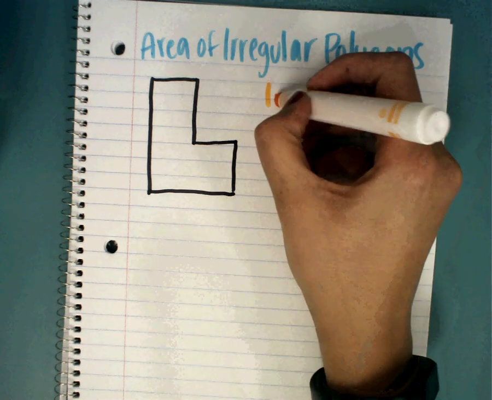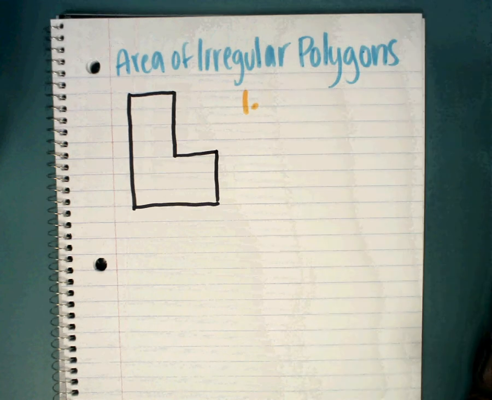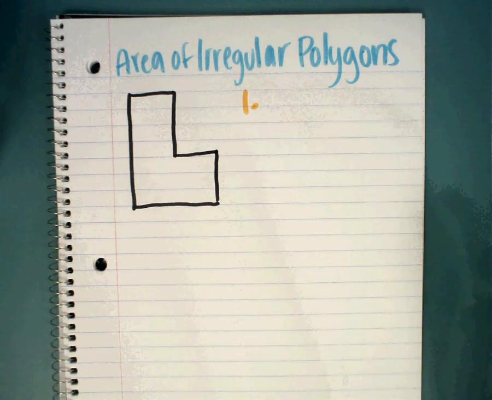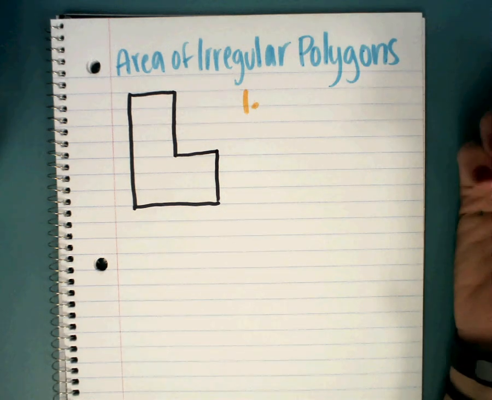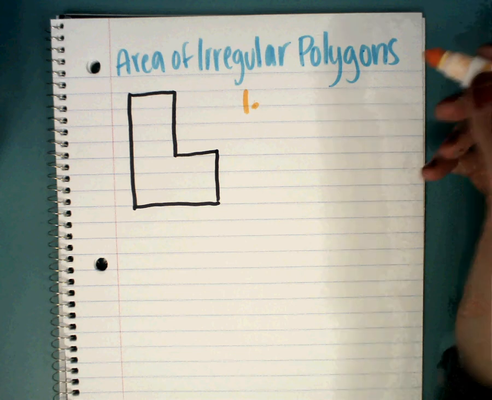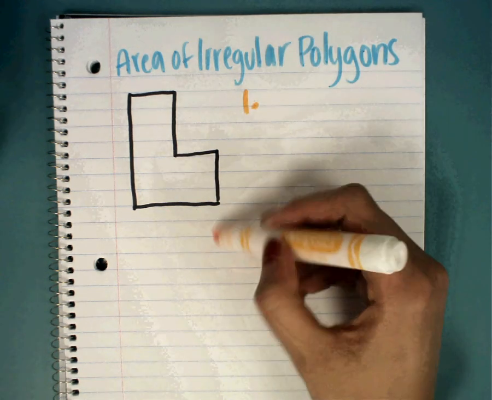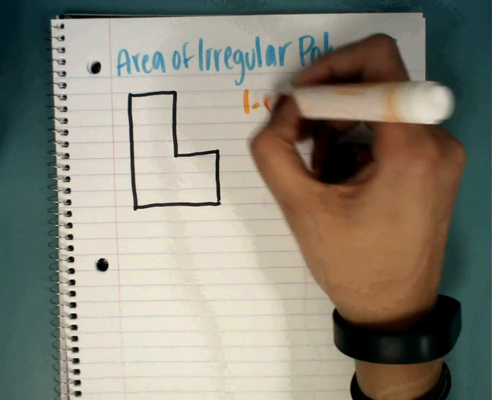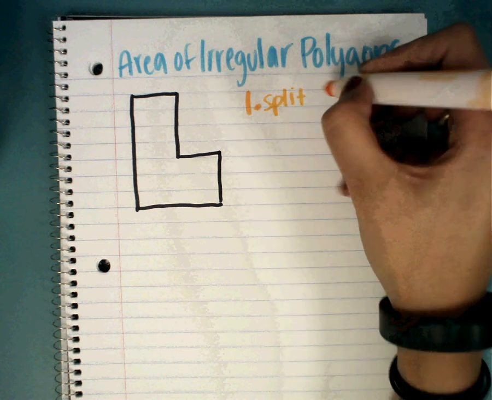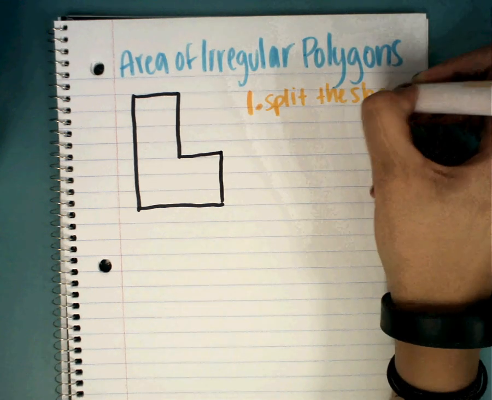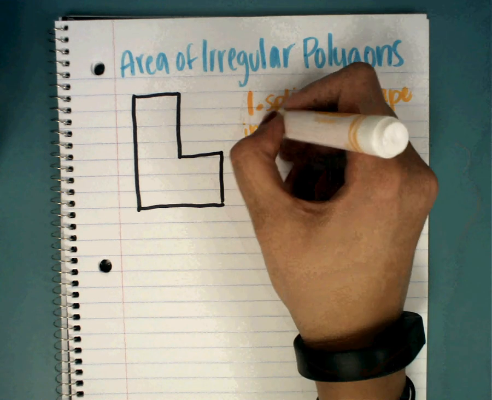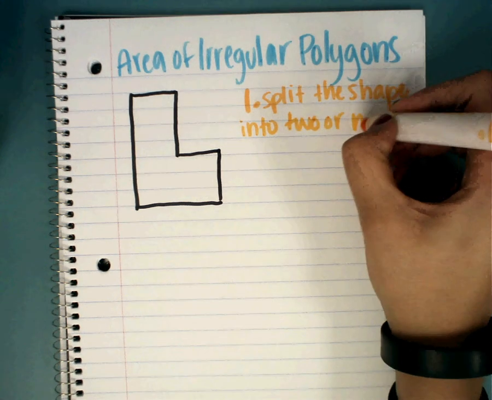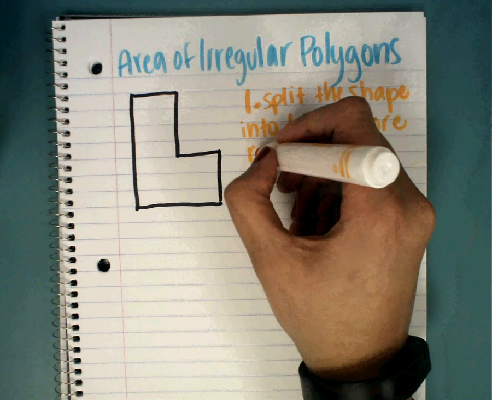So our first step is going to be to split your shape into two or more rectangles, no matter how, depends on what you need. In this case, we only need two rectangles. You could do it a couple of different ways if you had other sections to your polygon. Like let's say it came down right here as well. You would have to divide it into like three rectangles. So split the shape into two or more rectangles. All right, two or more rectangles.